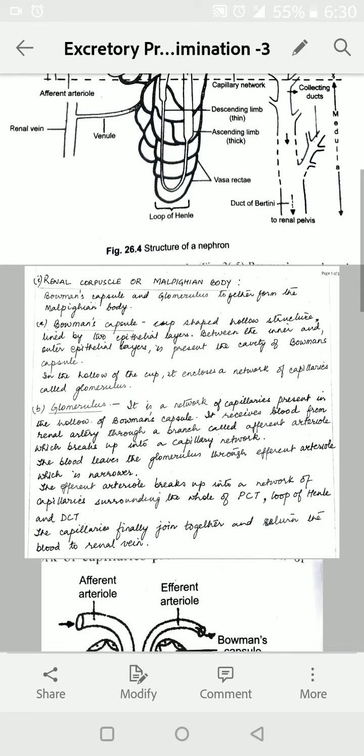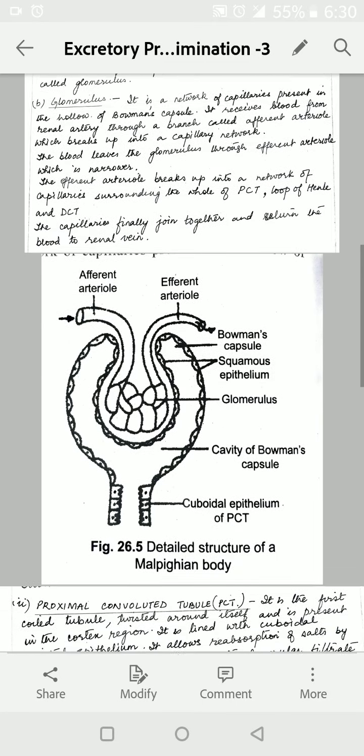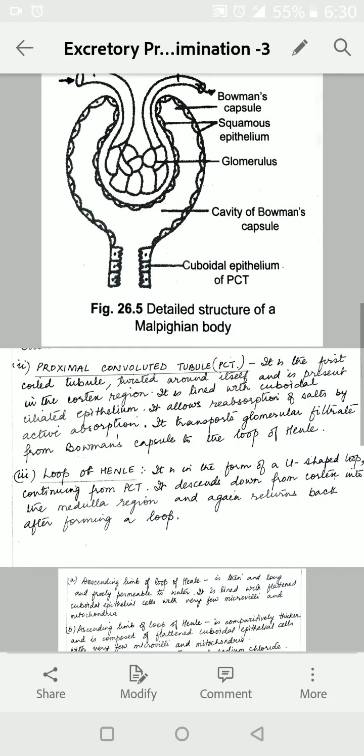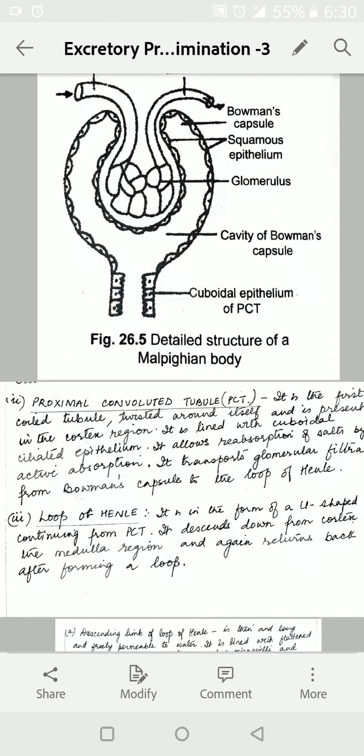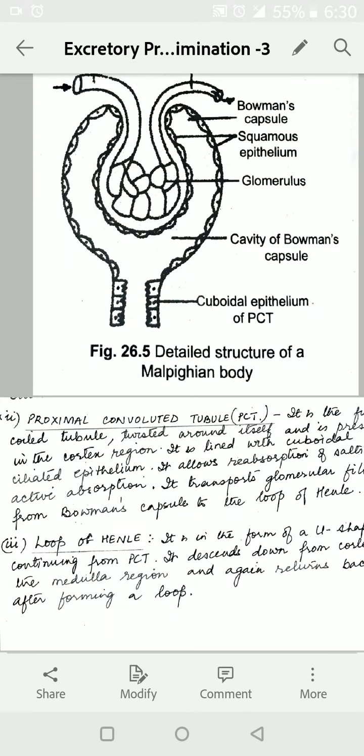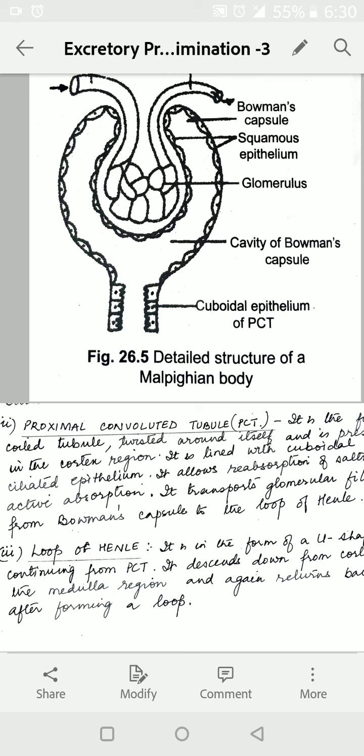Now, you saw the figure. This is a detailed figure of the glomerulus, which then leads into the proximal convoluted tubule. You can see the cavity of the glomerulus lined by two layers of epithelial tissue.